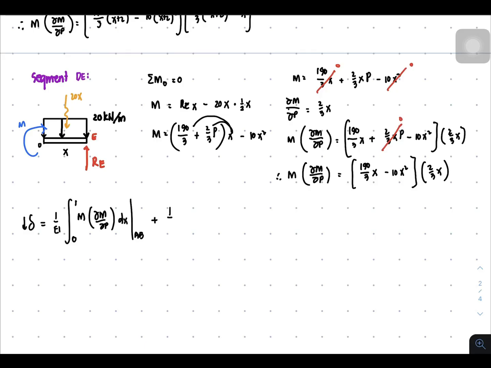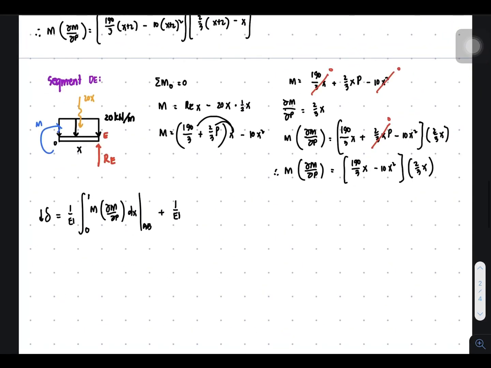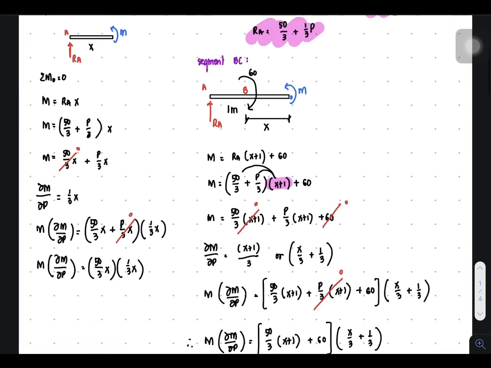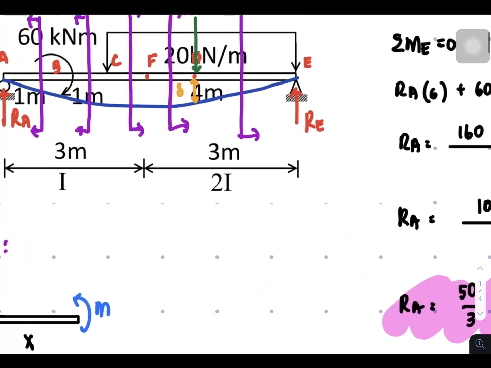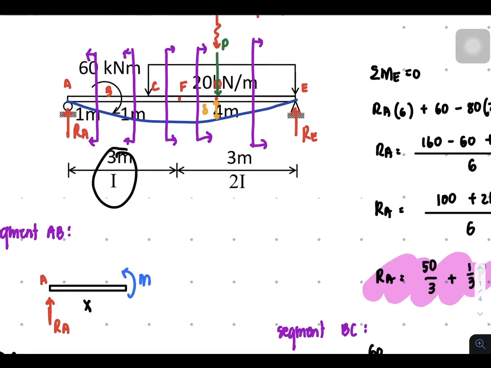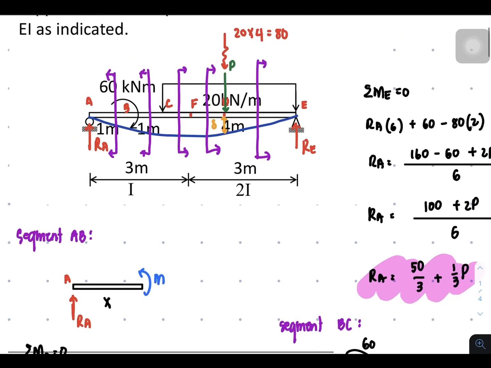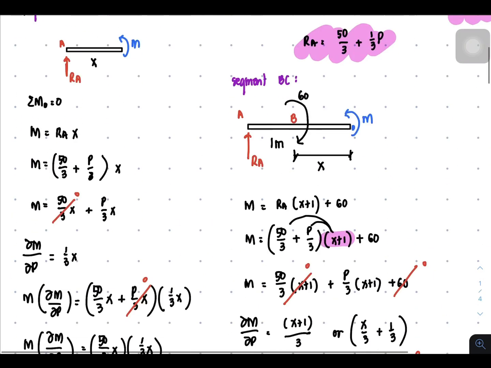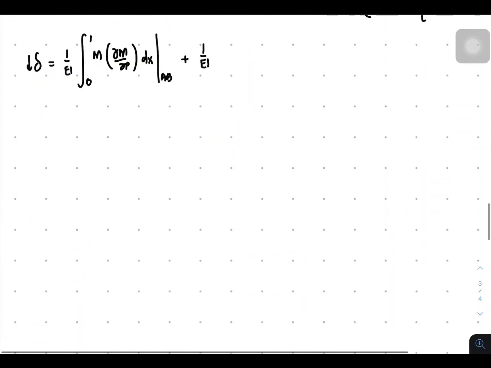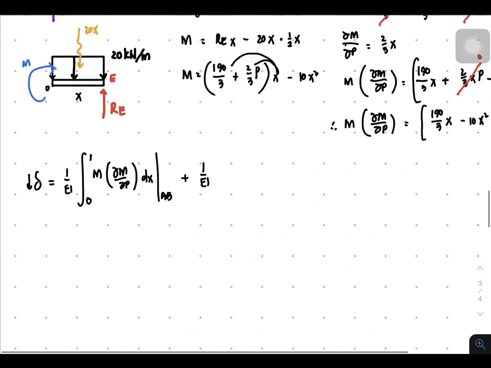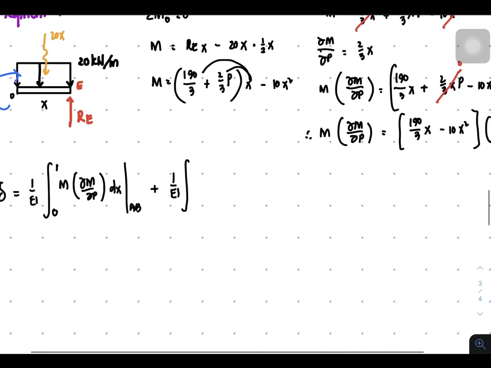Then plus 1 over EI. By the way, I'm rewriting 1 over EI because our section is irregular. We have 1 I here and you have 2 I's here. So the 2 I's start when we reach the FD section, FD to DE. Alright, so from AB to BC, it is only 1 I.